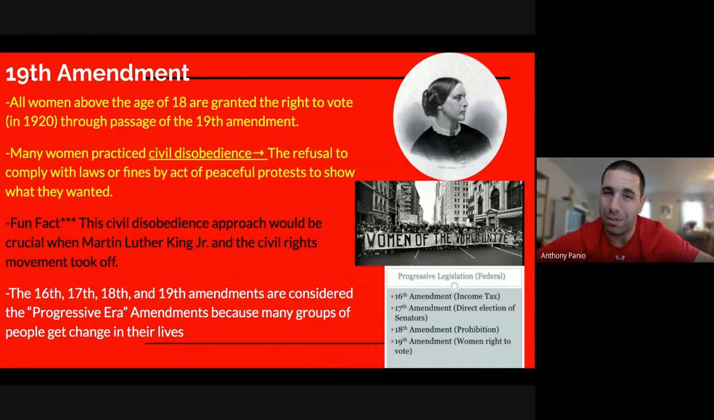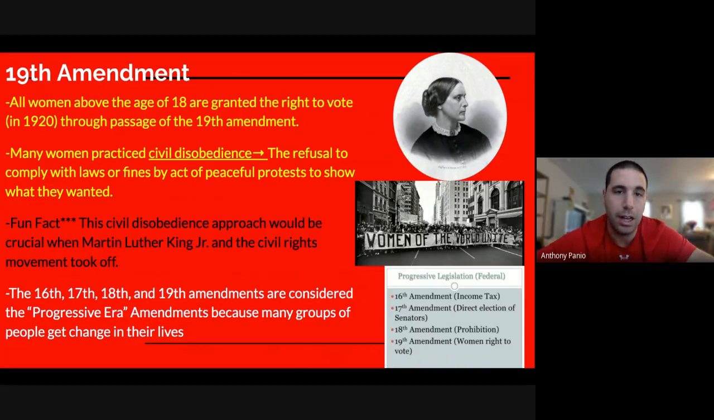Very straightforward, but I want to talk about some things that you're copying down in yellow. All women above the age of 18 are granted the right to vote, and it starts in 1920. I think the first election they're able to actually vote in is the 1920 election. And they're going to get this through the passage of the 19th Amendment. Okay, so Congress has to get a 2/3 vote through the House and the Senate.